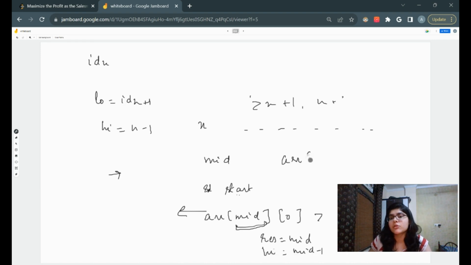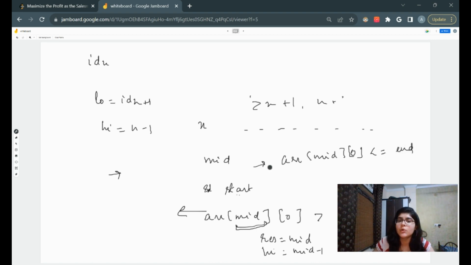And let's suppose the other case, that array of mid comma 0, basically the current start point that I'm at, is less than or equal to end. Then what that means is that this particular point is not eligible to be my next possible index, right?